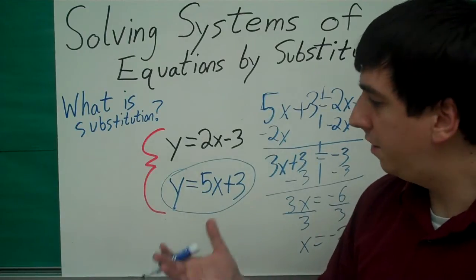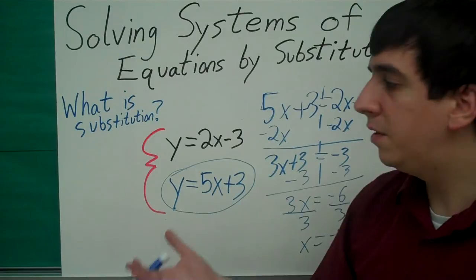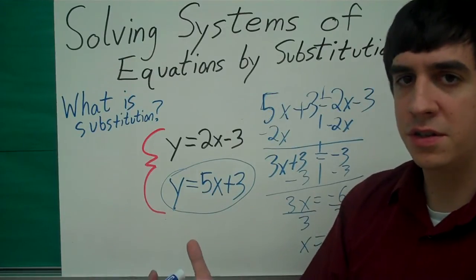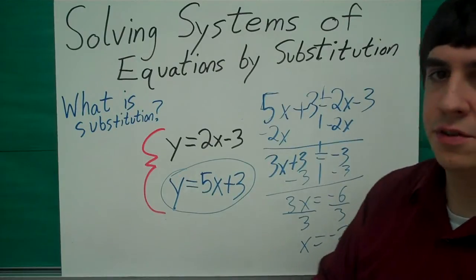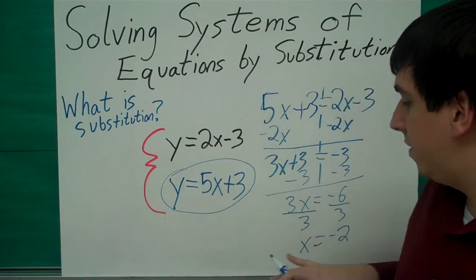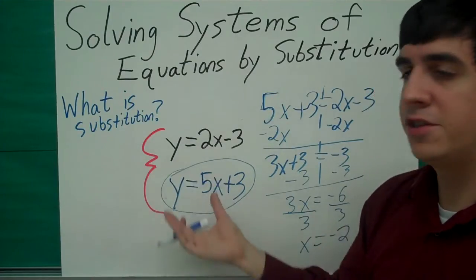Now you might ask yourself, x equals negative 2, there we go, I'm done. Well, wait a minute. Remember, a solution to a system is an ordered pair. It should be a point on a graph. X equals negative 2 is not a point by itself. So let's take that x equals negative 2 and substitute it into one of our original equations.